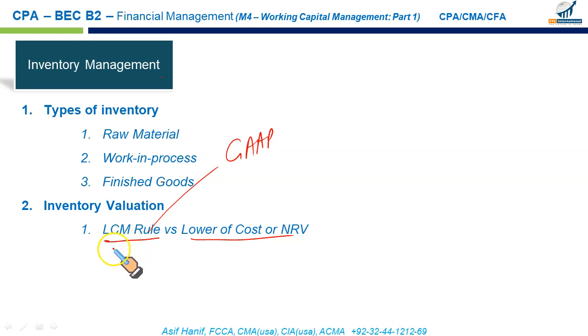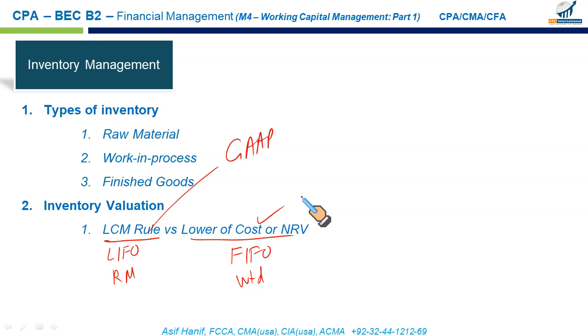LCM rule basically is applicable and allowed only in the US GAAP if your inventory is valued using LIFO, remember, or the retail method. Remember, if your inventory is valued using LIFO or retail method, only then you should use LCM rule, right? Only under US GAAP. In all the other methods, FIFO, weighted average method, moving average method, we use the lower of cost or NRV. Now I will explain what this method is all about.